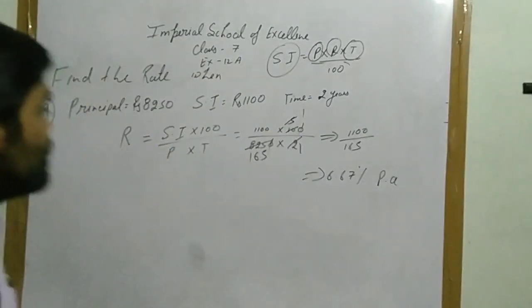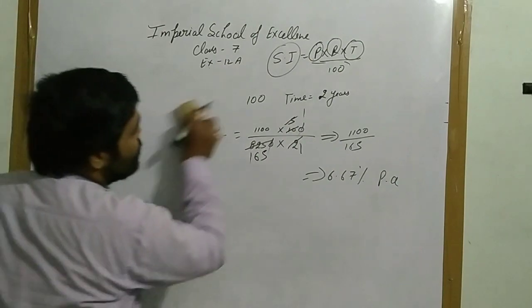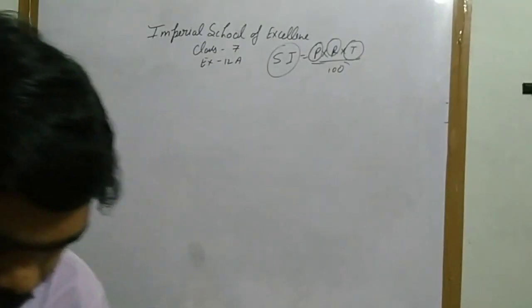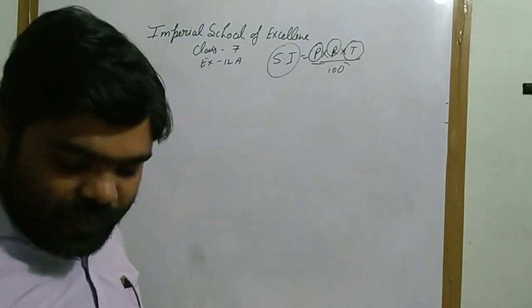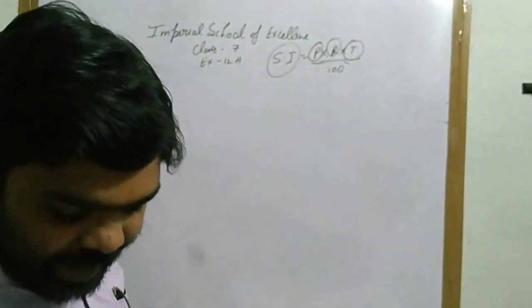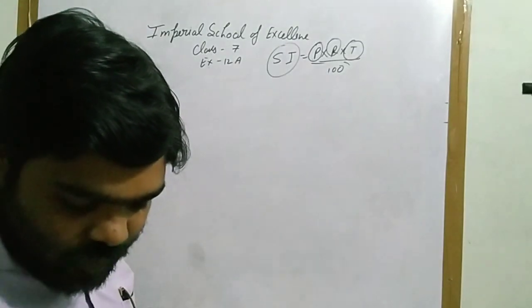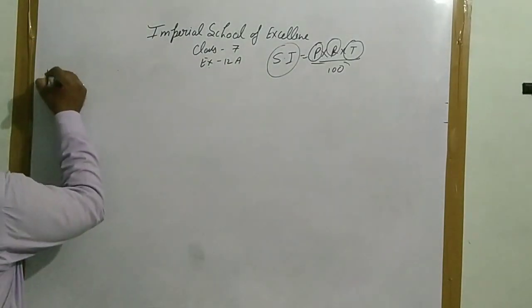Now let's come to question number 12. Shantana borrowed rupees 6,000 from the State Bank of India for 3 years and 8 months at 12% per annum. What amount will clear off her debt? So in this question, what you have to write first? You have to write here question number 12.